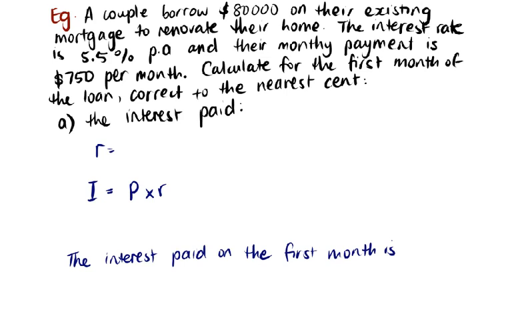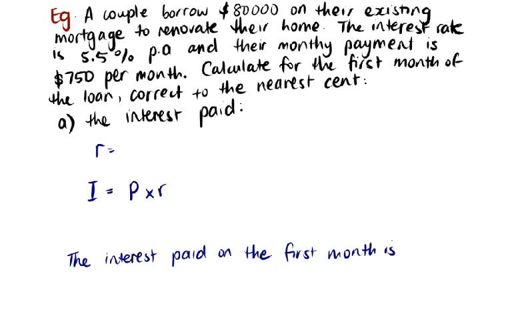A couple borrow $80,000 on their existing mortgage to renovate their home. Their interest rate is 5.5% per annum, and their monthly payment is $750 per month. Calculate for the first month of the loan, correct to the nearest cent, the interest paid. So we're going to calculate now how much interest they're going to pay on that first month.